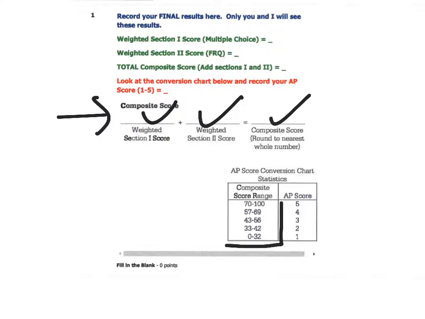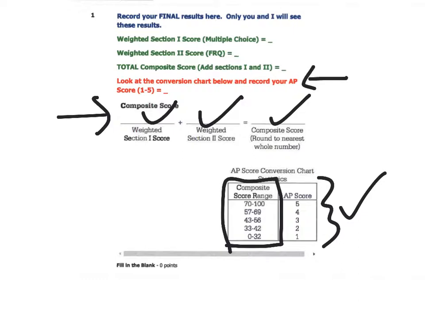Then look at your total composite score and see, per the AP guidelines, what would be the final score they would have given you on the test as a 1, 2, 3, 4, or 5, and record that here in the red section. So if you're going into the test on May 17th with the same amount of knowledge, this would probably be the score you would get as of now.